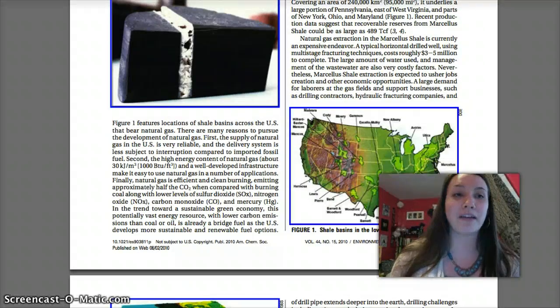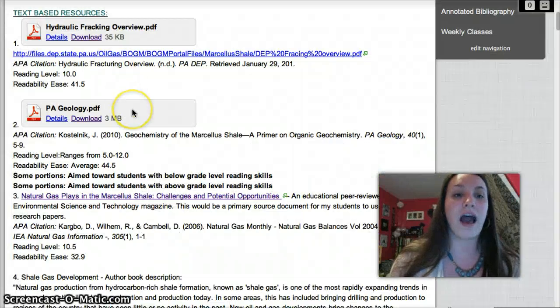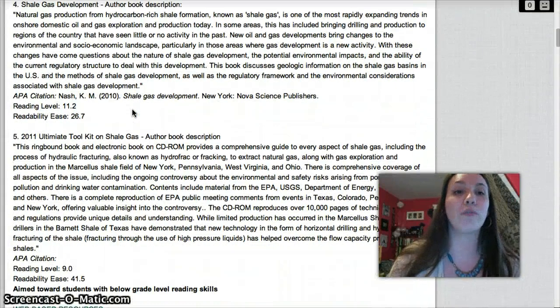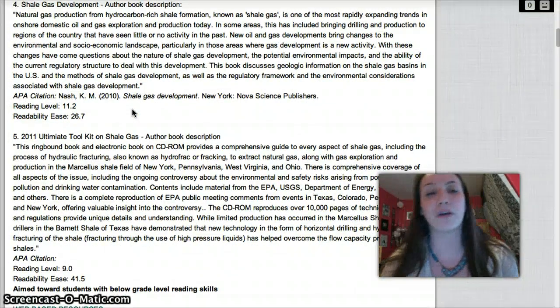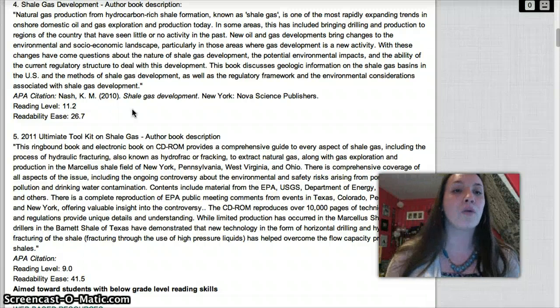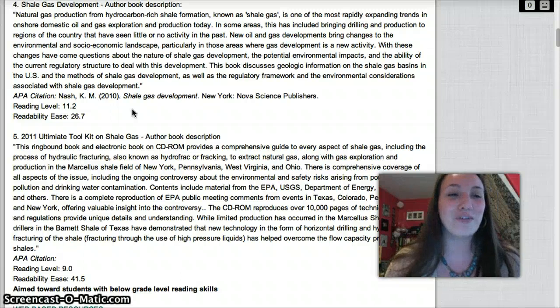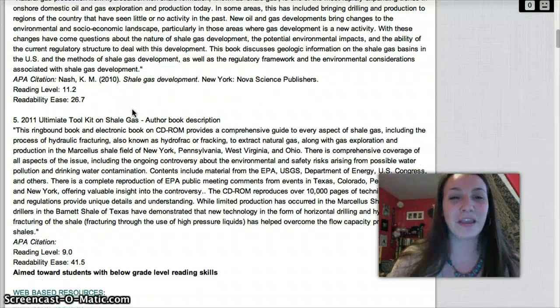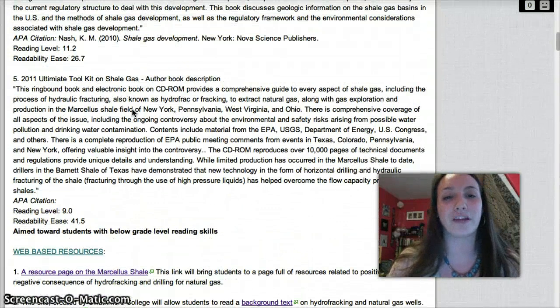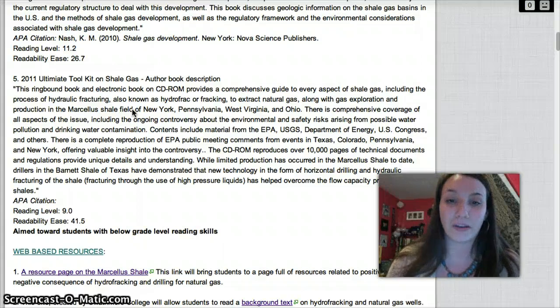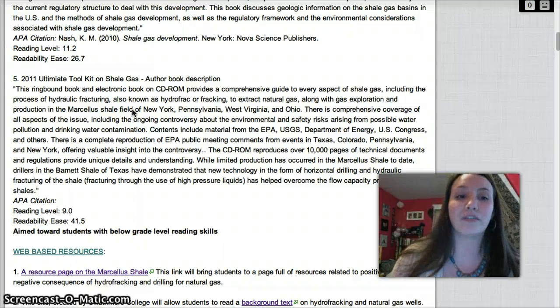Now, aside from my textual resources, I have my journal articles. I have 2 books. Now, I have not read these books, however, in my research they seem to be spot on. One is called Shale Gas Development, and the other one is the 2011 Ultimate Toolkit on Gas Shales. I believe that both of these would help out my students. One of them comes with a CD-ROM option, which provides a gallery to inspect every aspect of shale gas, including the process of hydraulic fracturing.